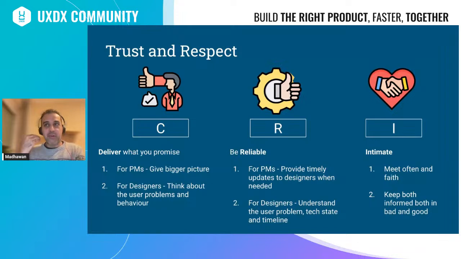Reliability. If you promise something, deliver. If you're a product manager, give those updates. Let the designers know where we are. If you're a designer, stick to your timelines, explain how things are, get your design reviews done. Don't wait for product managers to nudge you.